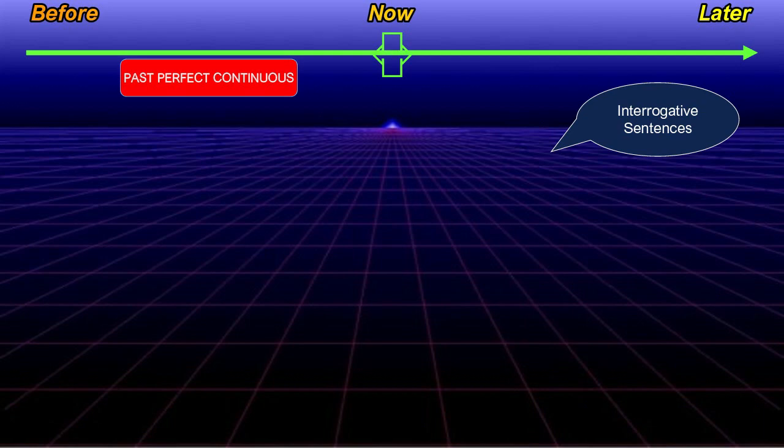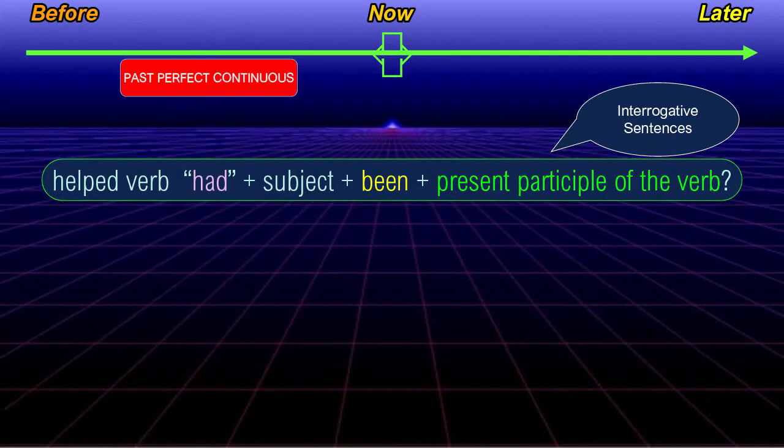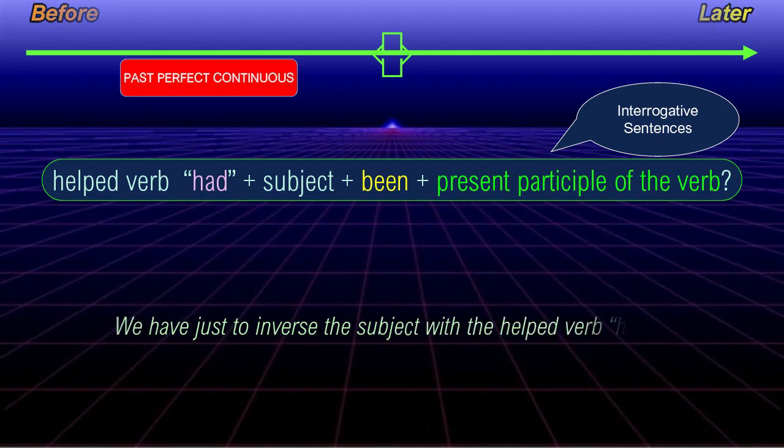The structure of the past perfect continuous in interrogative form is helped verb had plus subject plus been plus present participle of the verb. We have just to inverse the subject with the helped verb have.